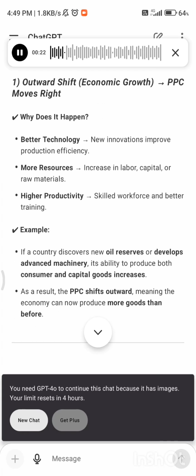Better technology: new innovations improve production efficiency. More resources: increase in labor, capital or raw materials. Higher productivity: skilled workforce and better training. Example, if a country discovers new oil reserves or develops advanced machinery, its ability to produce both consumer and capital goods increases. As a result, the PPC shifts outward, meaning the economy can now produce more goods than before.